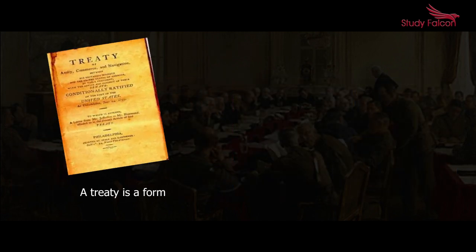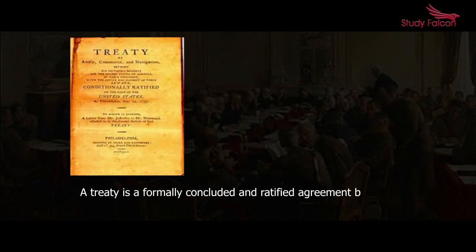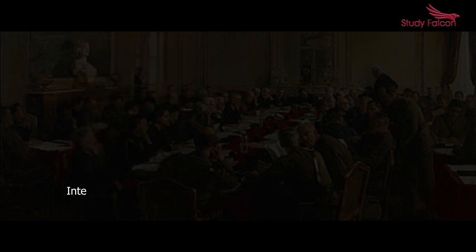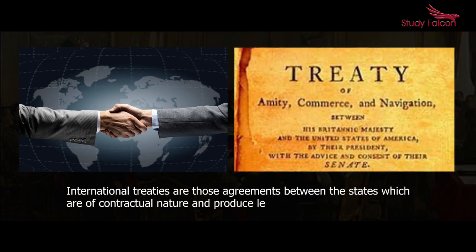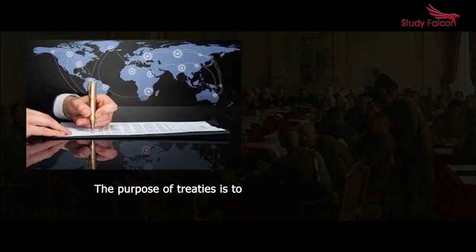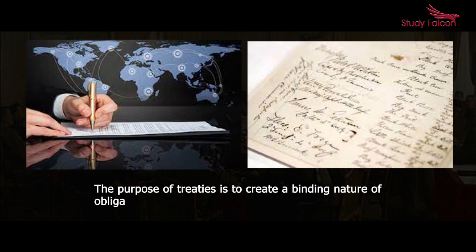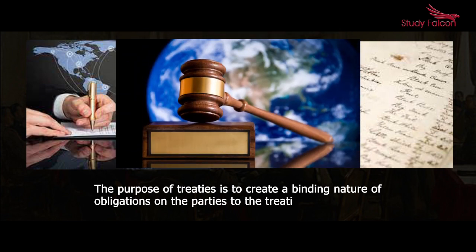A treaty is a formally concluded and ratified agreement between states in a written form and is governed by law. International treaties are those agreements between the states which are of contractual nature and produce legal rights and obligations. The purpose of treaties is to create a binding nature of obligations on the parties to the treaties.